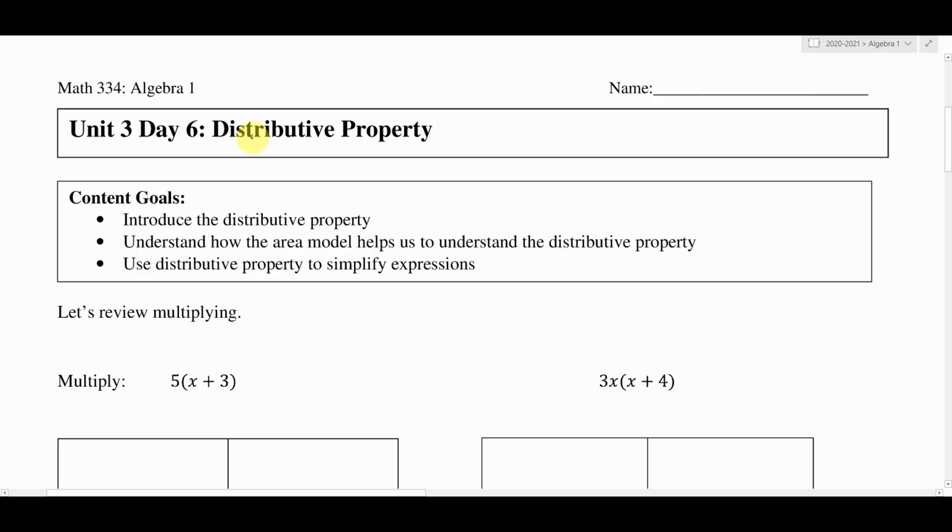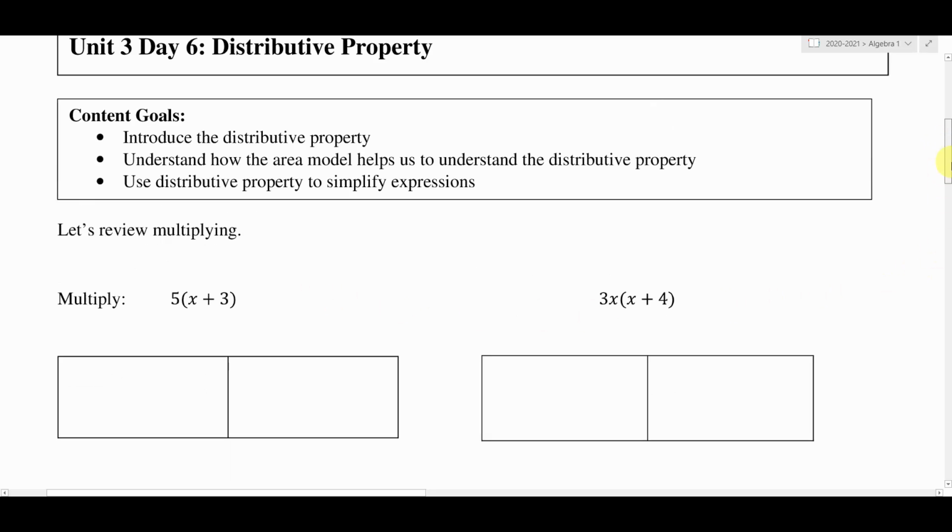We're going to be learning about the distributive property today. So our content goals: we want to introduce the distributive property so we understand what that is and what it means. And we want to understand how the area model helps us to understand the distributive property. Then we're going to use that distributive property to help us simplify expressions. All right? So grab a pen, grab some paper, and remember, this is Algebra 1.